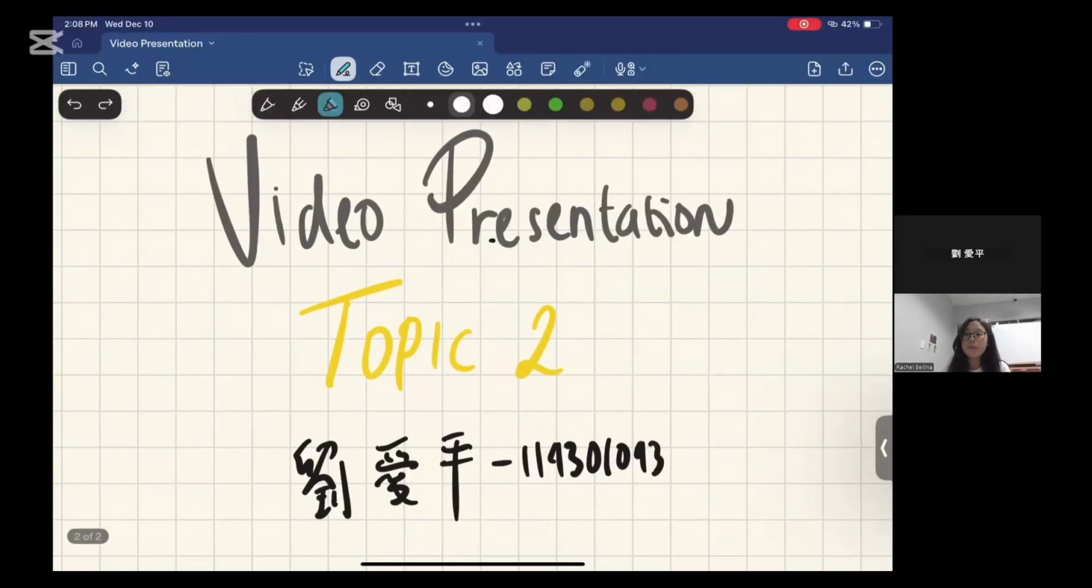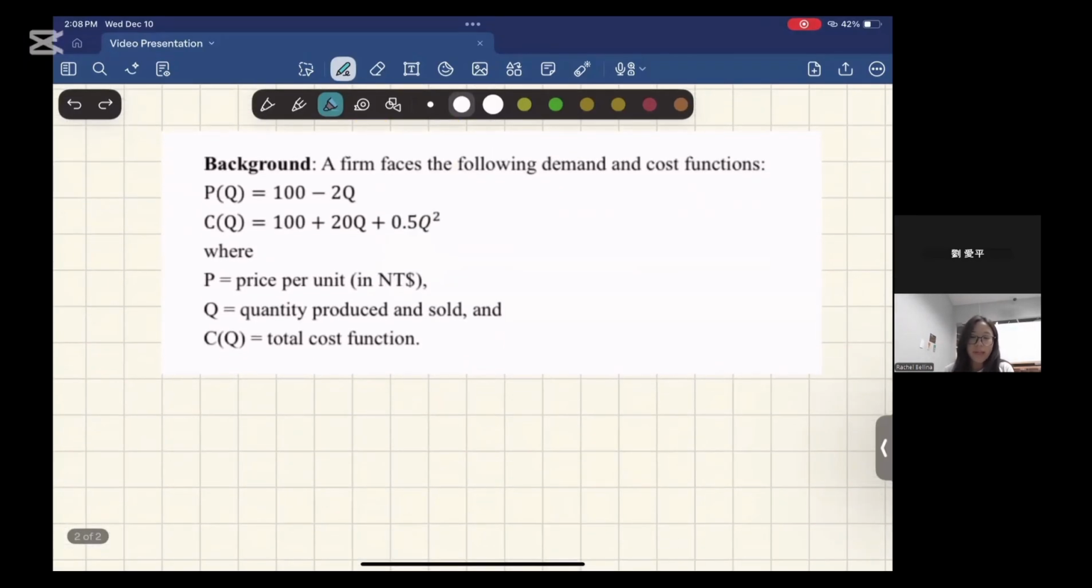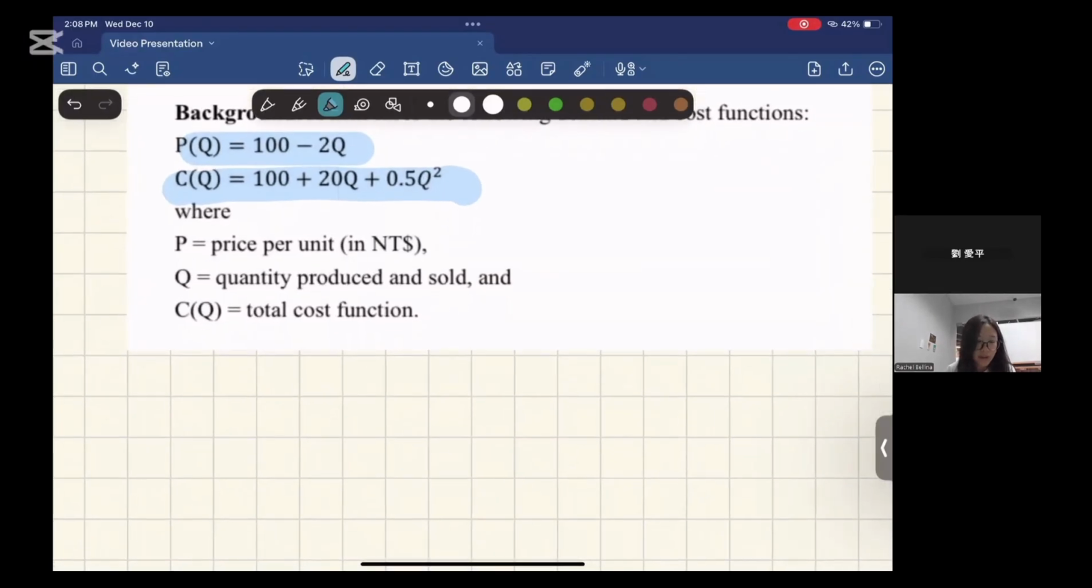So now I'm going to explain topic 2, which is the firm's demand, cost, and profit maximization. We are given a demand and cost function. The first one is the price P of Q equals 100 minus 2Q, and then the cost function is 100 plus 20Q plus 0.5Q squared.